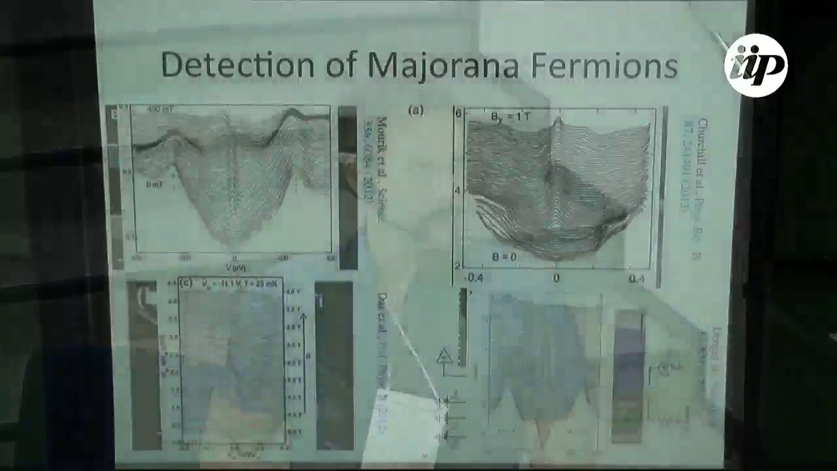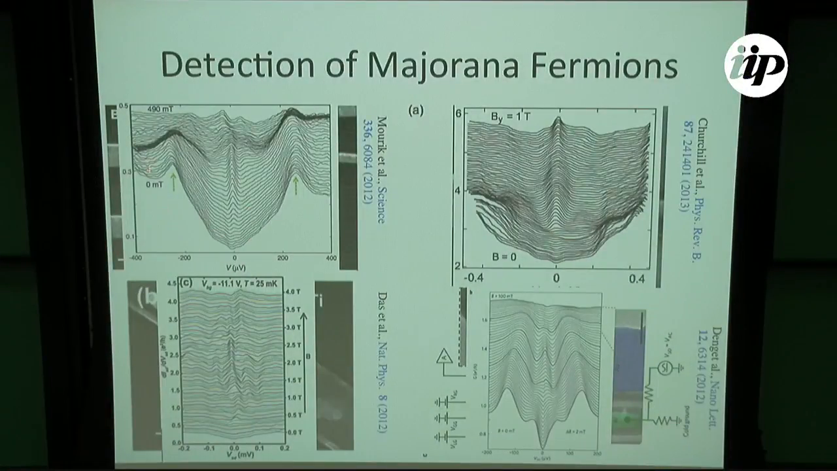In all these experiments, basically you see when the magnetic field is zero, you have the gap due to the superconductor, so you have no conductance at zero energy. But as you increase the magnetic field, you transition from the non-topological phase to the topological phase, and therefore you get a Majorana existing at the boundary, and therefore you have a zero bias conductance. And this is basically what all these experiments observed.